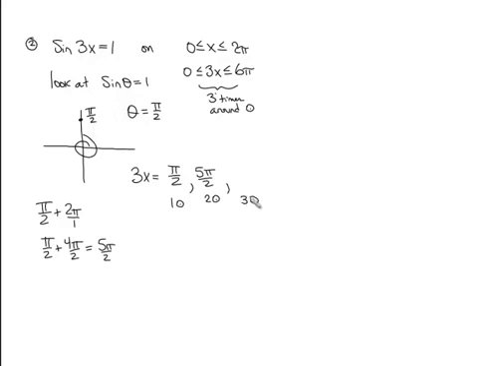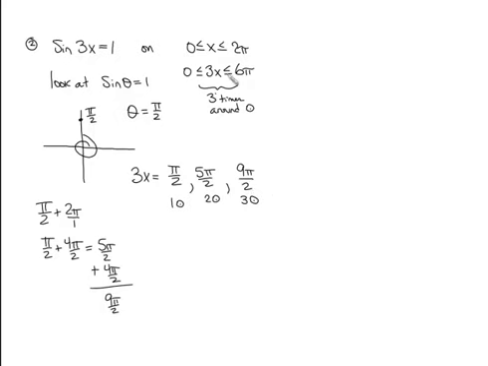Now we have to go a third time around the circle because that's what the 3x is doing to our interval here. So we're going to add 2 pi again, which is another 4 pi over 2 when we get a common denominator. That gives us 9 pi over 2. And so do you see we can do this over and over and over to get around the circle as many times as we need to.